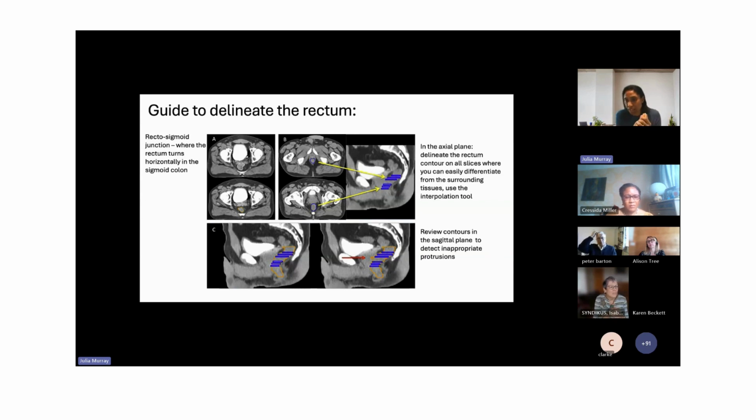What they recommend in the guidelines is that in the axial plane, you outline the rectum on all the slices where you can easily see the difference between the rectum and the prostate, because there are some slices where it's very blurred, and other slices where you think, brilliant, I can see this. On those slices, outline where you can see it, and then use the interpolation tool. It's brilliant that I think all planning systems have this. And always go back to the sagittal plane. I think it's really helpful to see if something is protruding out and doesn't quite look right: is this a typical shape? Those are some rough guidelines for contouring the rectum.